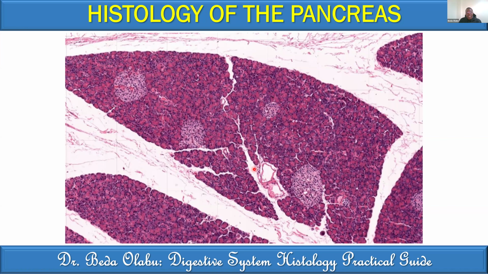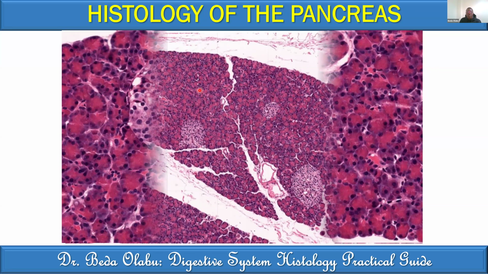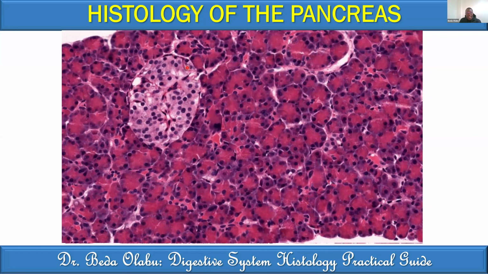So anyway, these are the acini. At higher magnification, we can see this is an islet of Langerhans, but these are the pancreatic acini. Now look, they are predominantly serous. We can see the lumen of acinus, from what I told you earlier, that acini tend to have obliterated lumen.